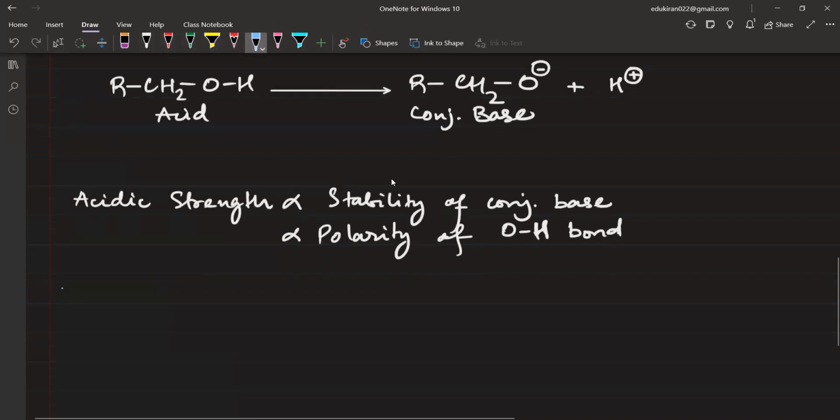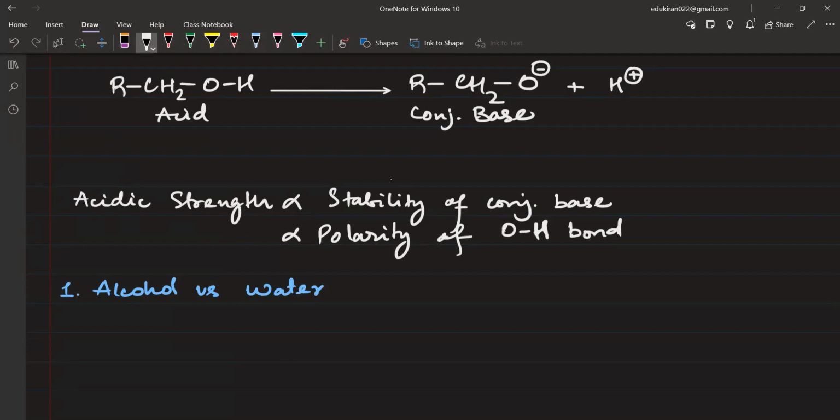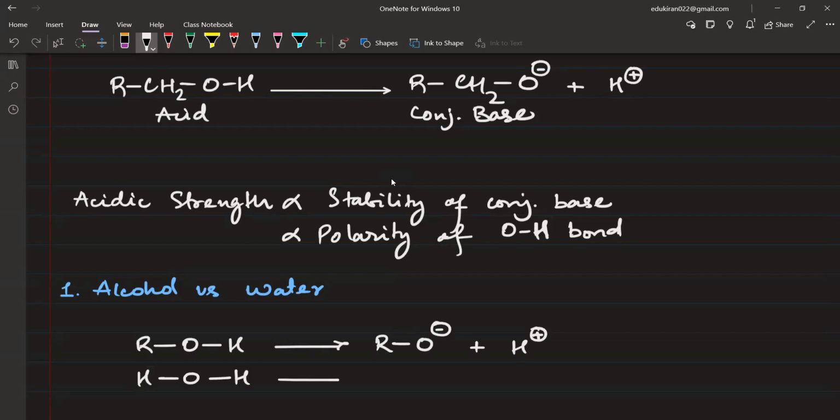First of all, we are looking at alcohol versus water. Again, we have ROH. This is going to give you RO negative and H positive. If I have water, I will have HOH. This is water, giving you HO negative plus H positive.